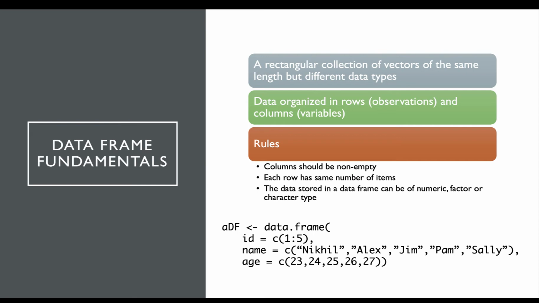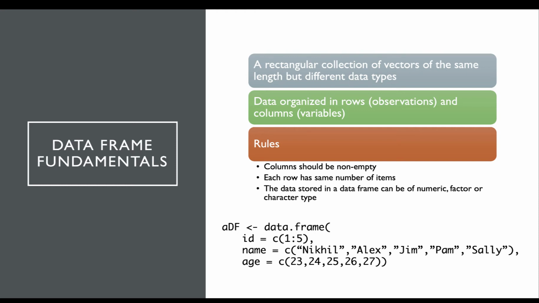A data frame in R is a rectangular collection of vectors. It is multiple vectors that have the same number of rows arranged one after the other. So a data frame has multiple vectors of the same length, but each vector can have a different data type. The data is arranged in rows, that is observations, and columns that are variables.